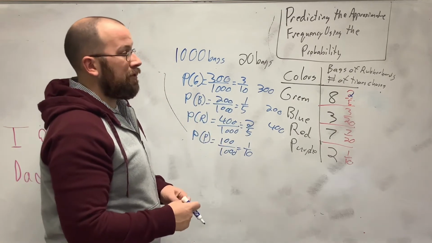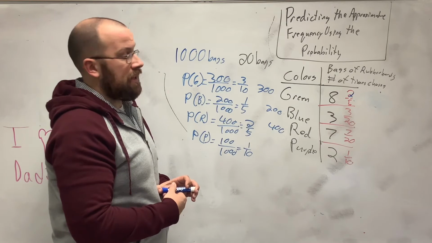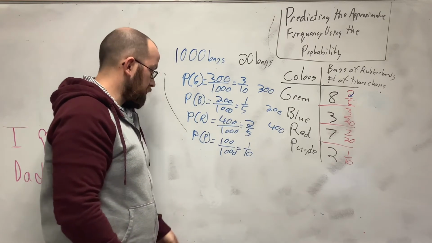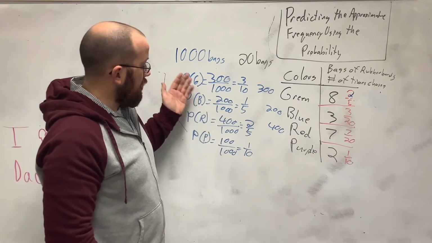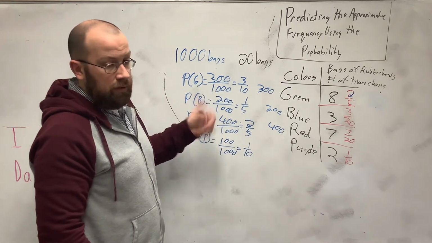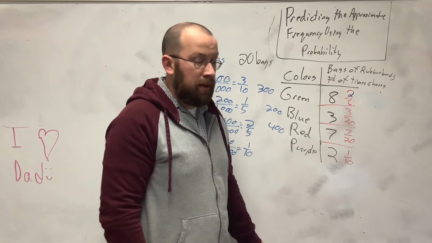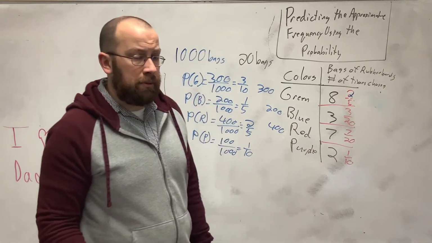This is not a uniform probability. If they were all the same, say there was 1,000 and there's 250 of each, you'd be good for the probability. So that's just how to find probability and relative frequency. We're going to do an example about cards.